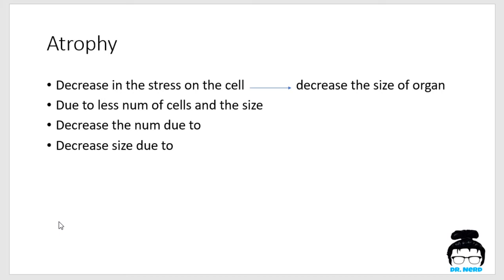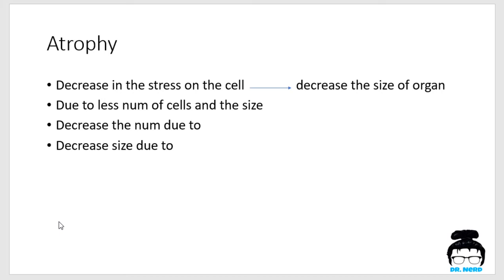Decreasing the number of cells will occur due to apoptosis, and we all know as medical students what apoptosis means. But for recapping, I'm gonna tell you: apoptosis means the programmed death of the cell, which means the cell will commit suicide and die by itself.